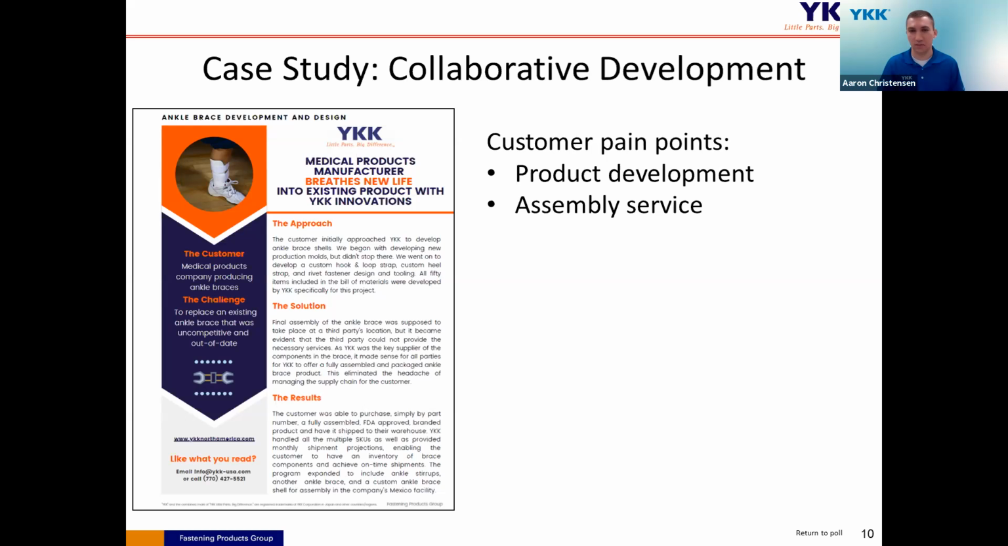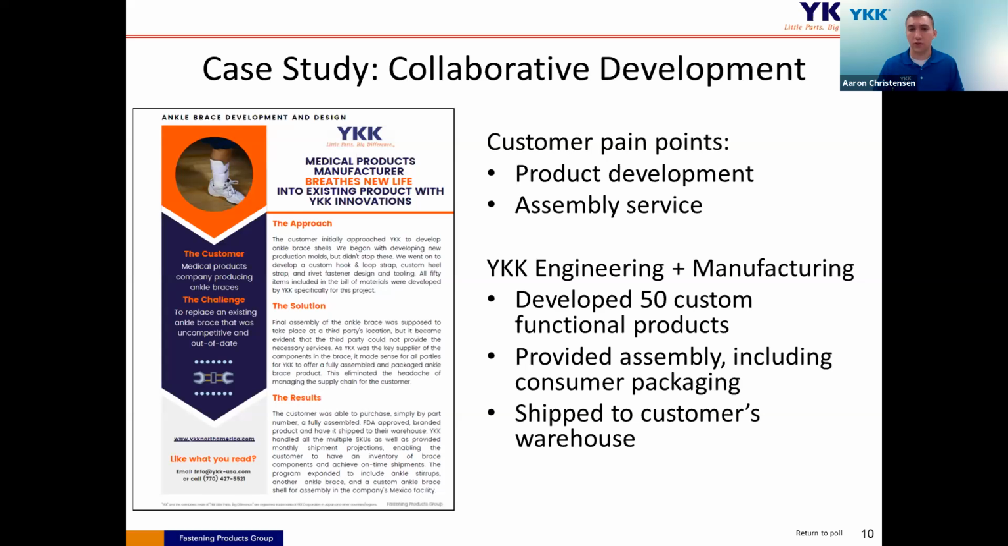Now, originally the plan was to have the assembly done by a third party, but some issues came up for whatever reason, and YKK stepped up to the plate and said, you know what, we can do this assembly. And that's what we did. So in addition to those 50 custom parts that we made for this bill of materials on this ankle brace, we also provided assembly, which included consumer packaging. So the way it looks on the shelf is the way it was coming out of our factory. And that's a huge advantage for our customer.